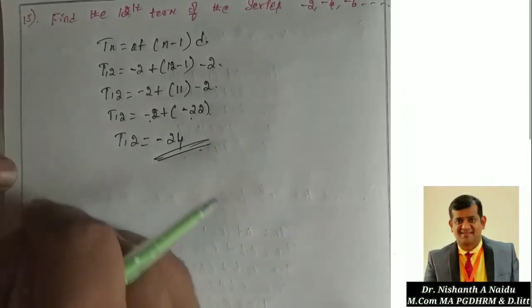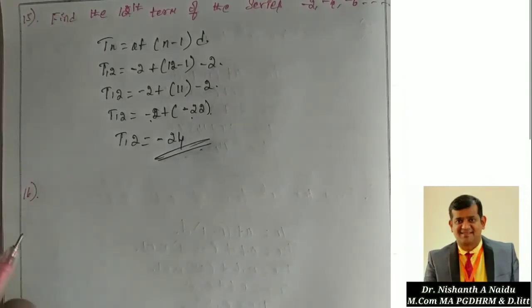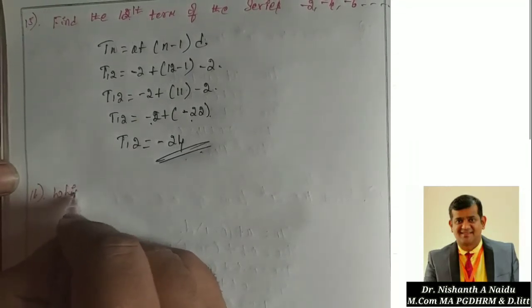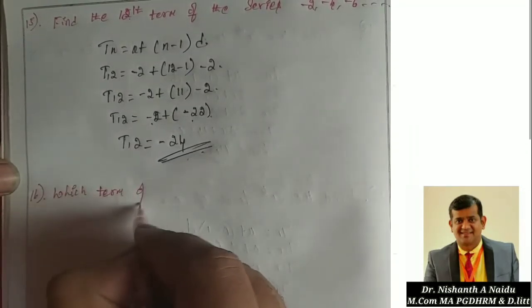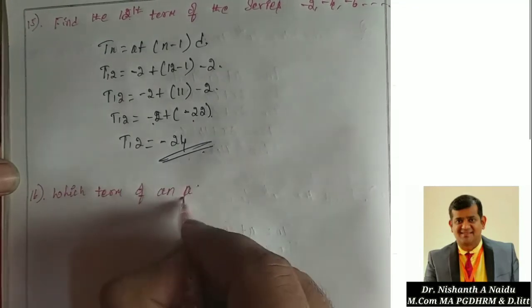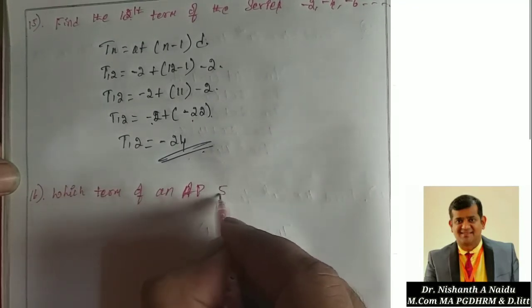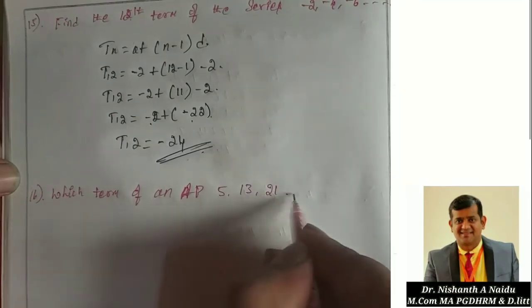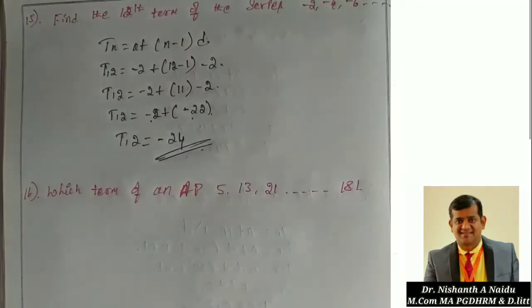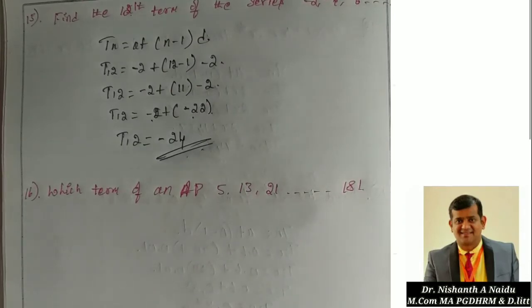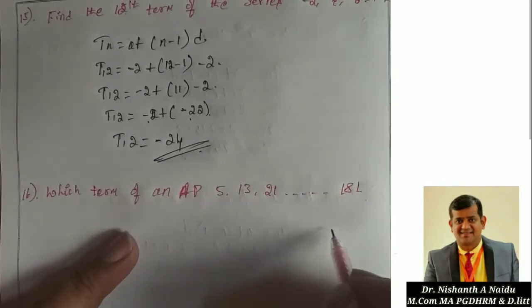Okay. So next, the 16th problem I'm going with. Which term of an AP, arithmetic progression, 5, 13, 21, and so on, is 181? He has given the last term. So now, which term of the AP 5, 13, 21 is 181? So here, he has given most of the values, so we have to find the exact value, okay? So he has given Tn, that is the last term.